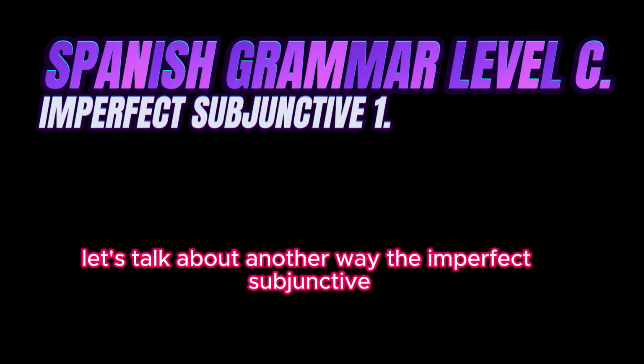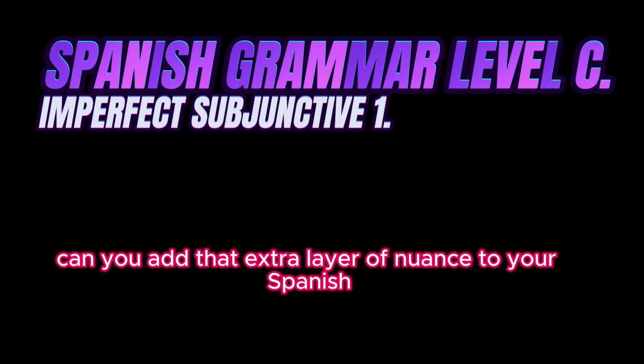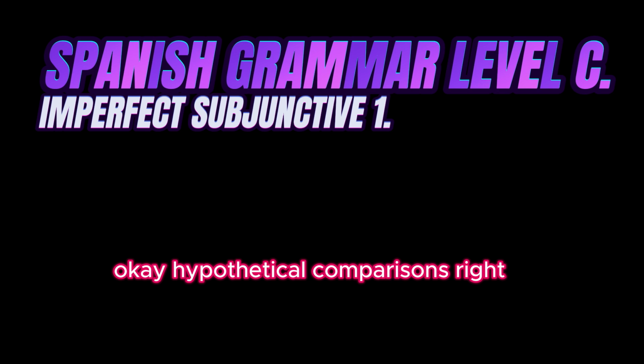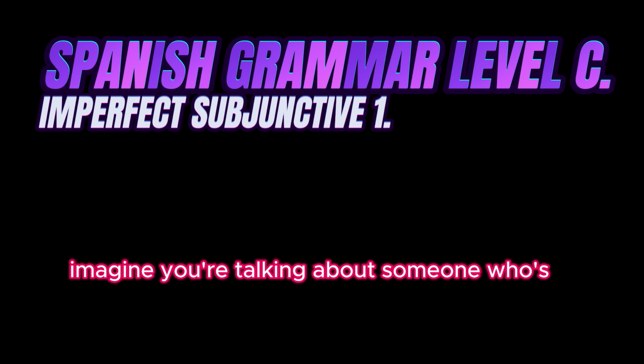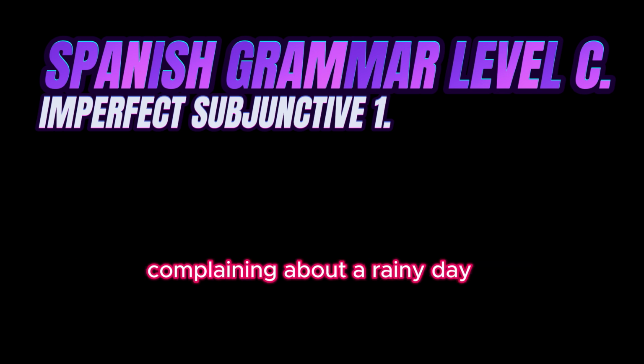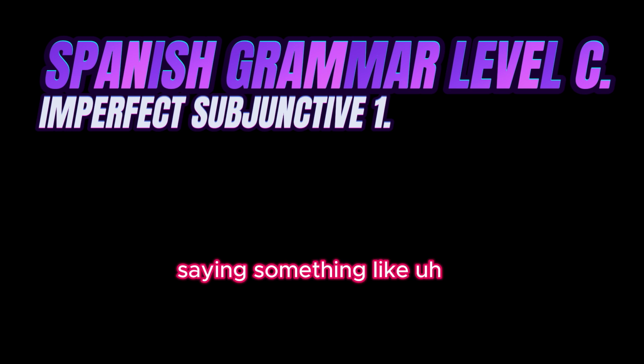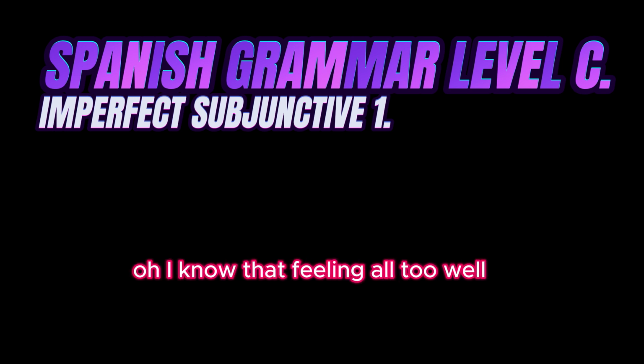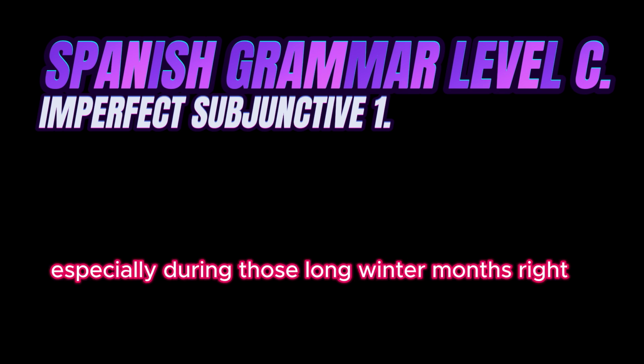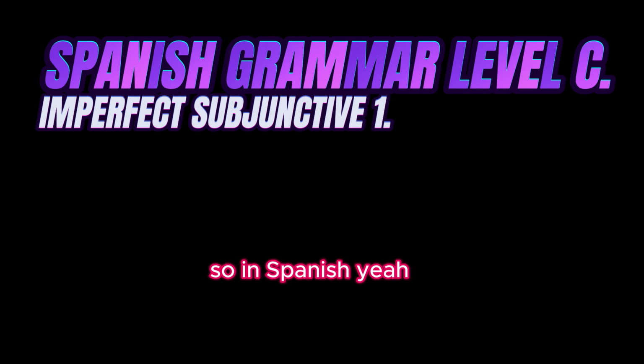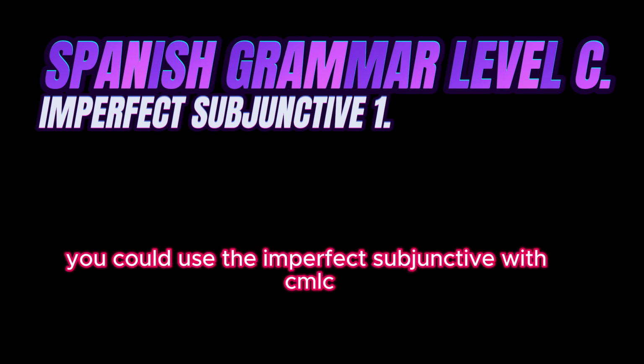Well, let's talk about another way the imperfect subjunctive can add that extra layer of nuance to your Spanish: hypothetical comparisons. Imagine you're talking about someone who's complaining about a rainy day, saying something like, ugh, this weather is awful. I'd rather be on a beach somewhere. Oh, I know that feeling all too well, especially during those long winter months. So in Spanish, you could use the imperfect subjunctive with como si.